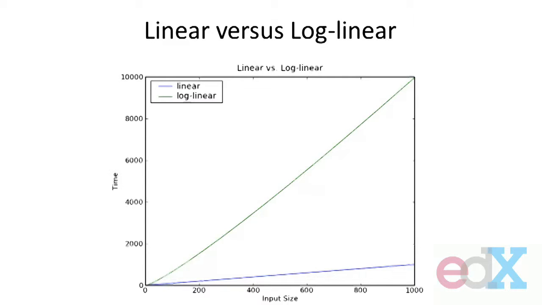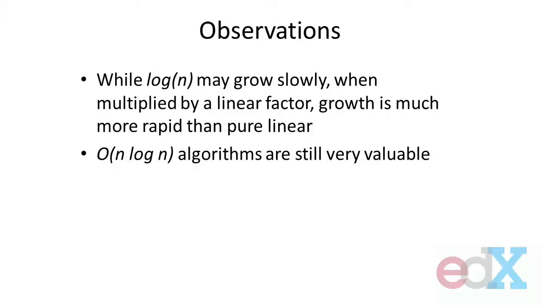Linear versus log linear. And of course we know that they're going to get worse, but here you can see that it doesn't grow as badly as you might have expected. There's the linear algorithm in blue down here, this one. There's the log linear one, and it's growing, but the growth isn't horrible. Okay? And as a consequence, what this says is that while log n may grow slowly, when it's multiplied by a linear factor, the log growth is much more than just the pure linear, but they're still quite valuable because the growth isn't getting badly out of hand. All right, so we're seeing each one of these things has a little bit more of a growth.